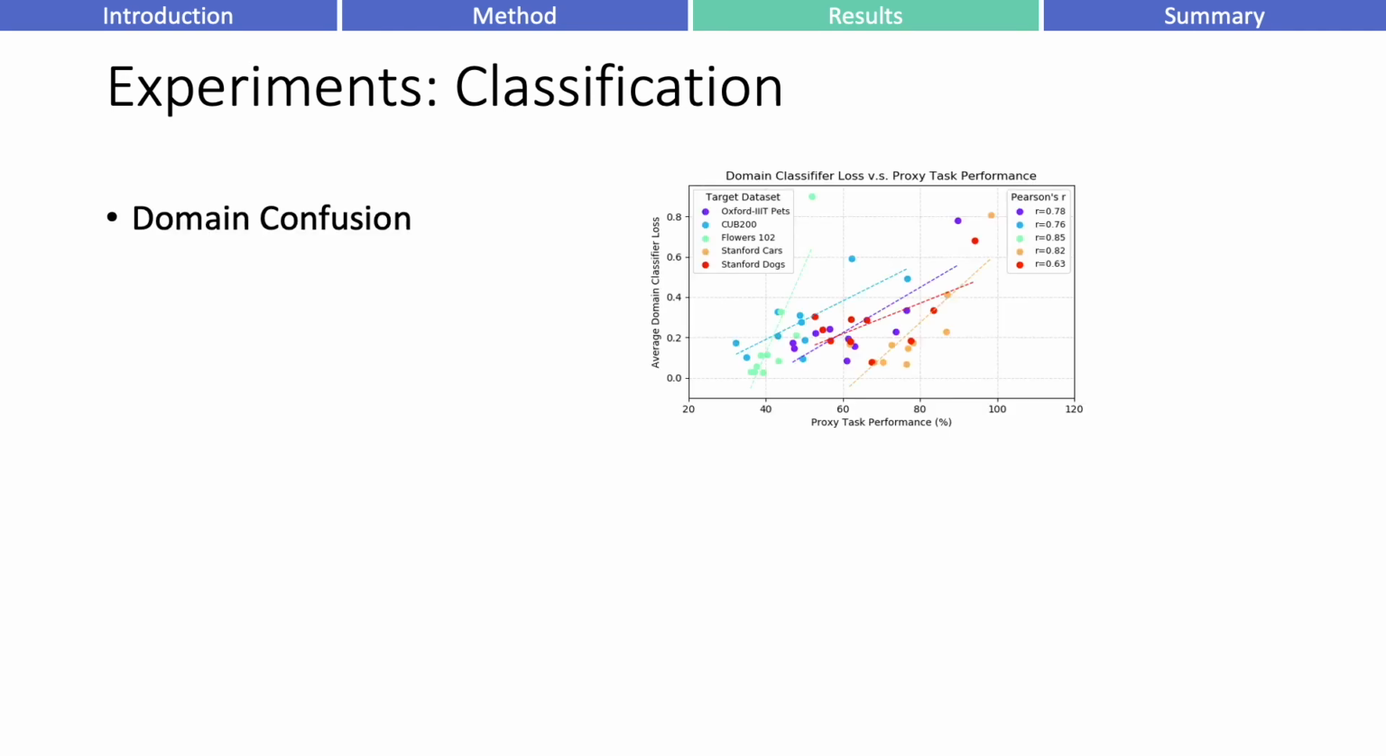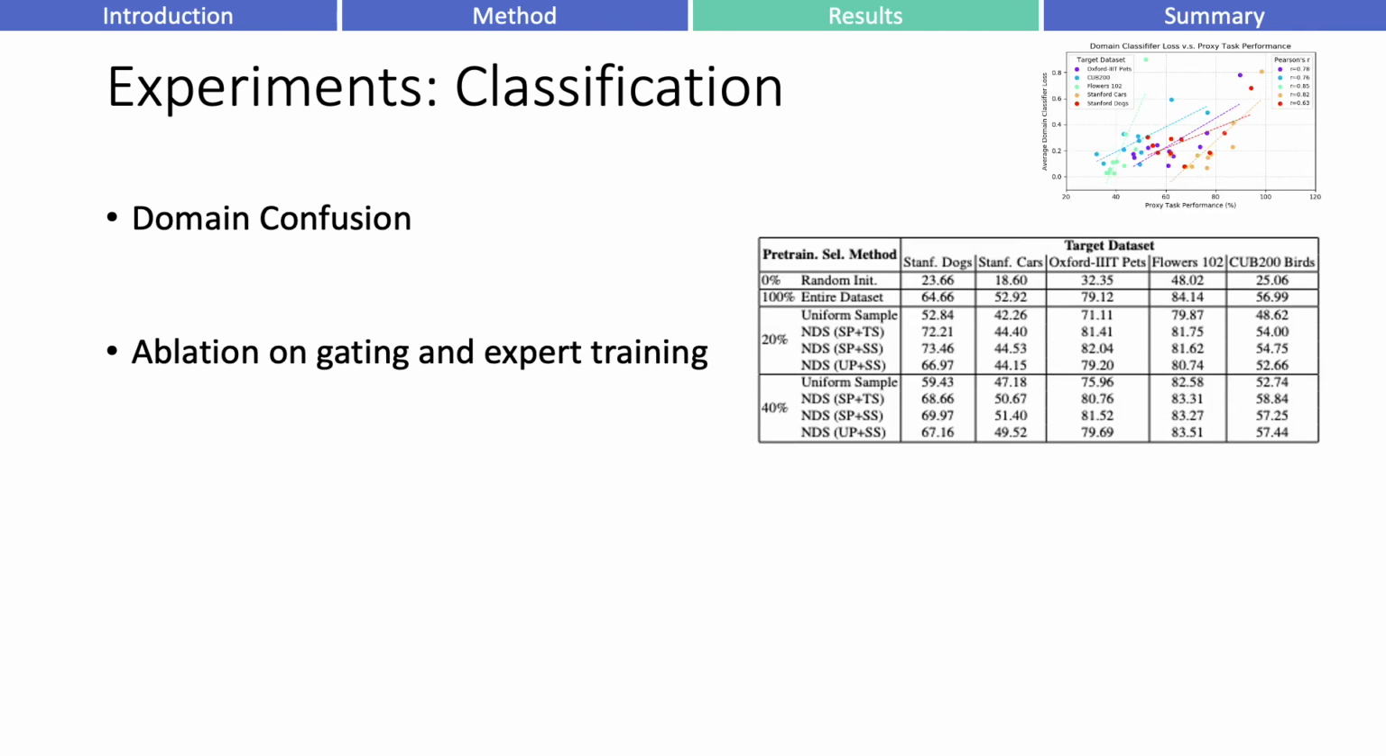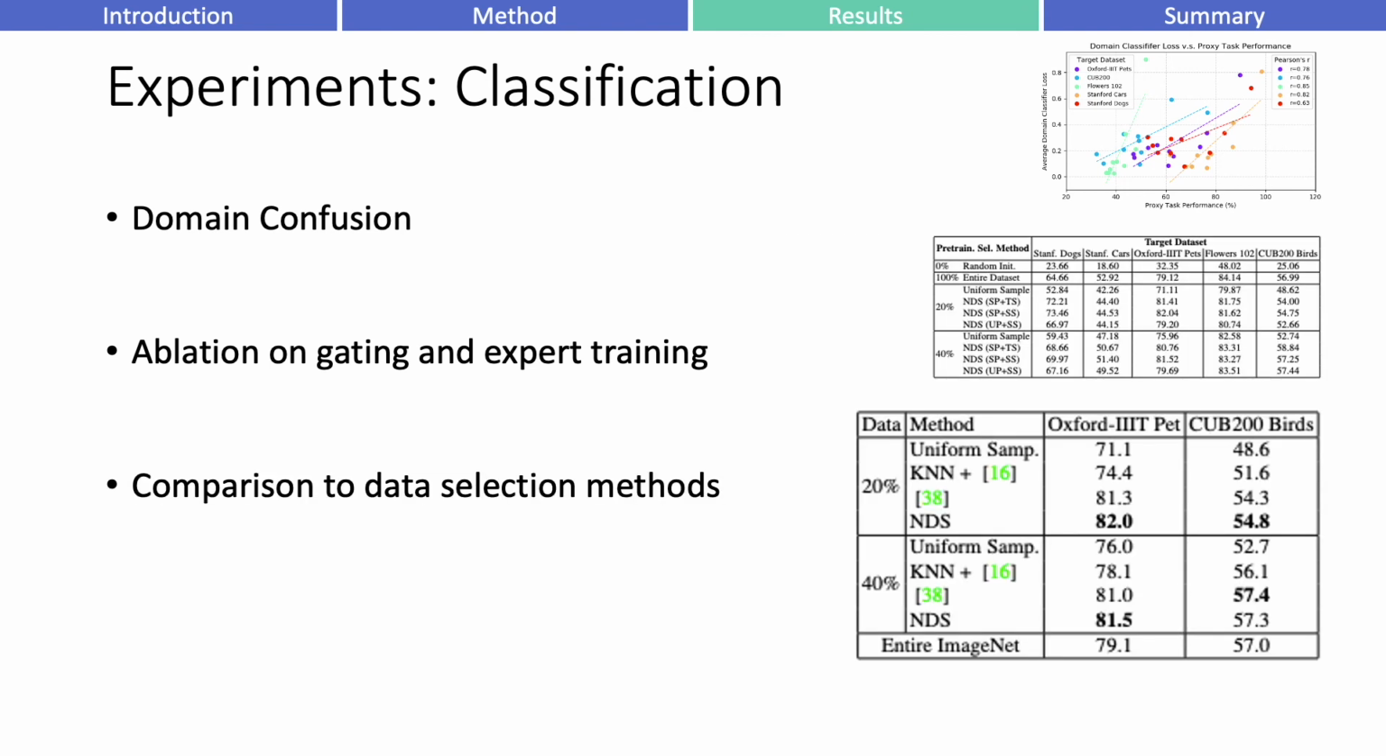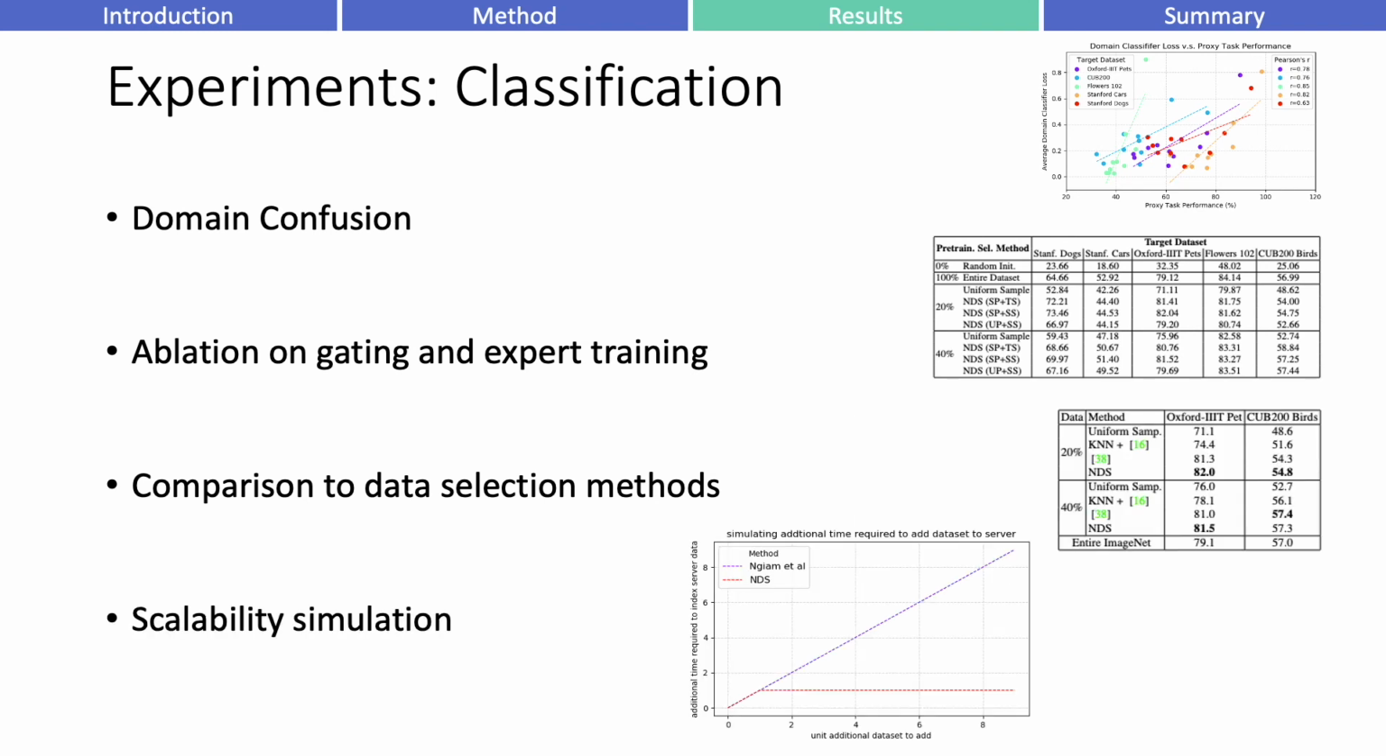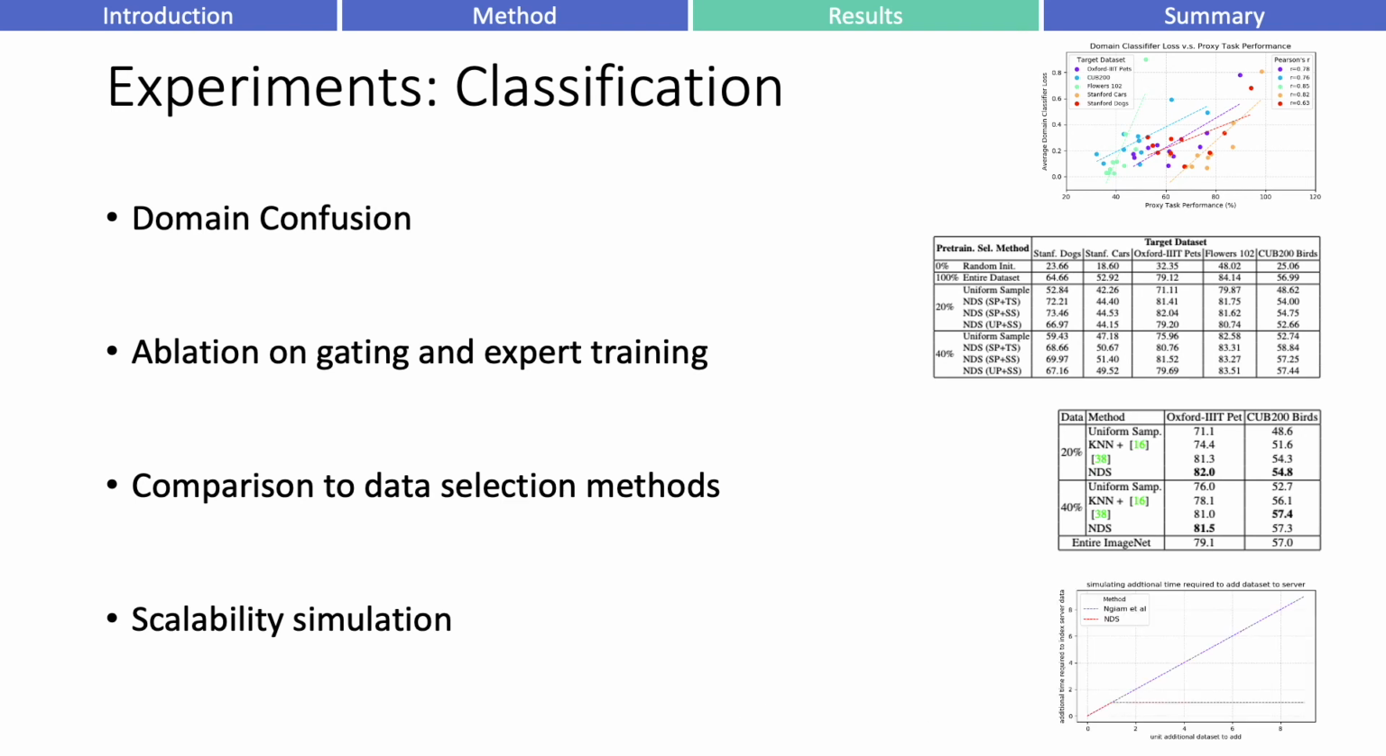For instance, we analyze how performance of proxy tasks reflects domain confusion measured by a domain classifier network, and ablation experiments on different choices of gating function and expert training. We compare with data selection methods like KNN and importance sampling, as well as analysis of the required training time of the server as new datasets are being incrementally added to it.